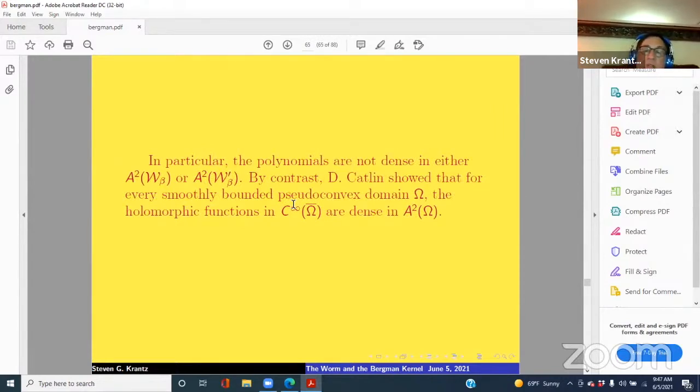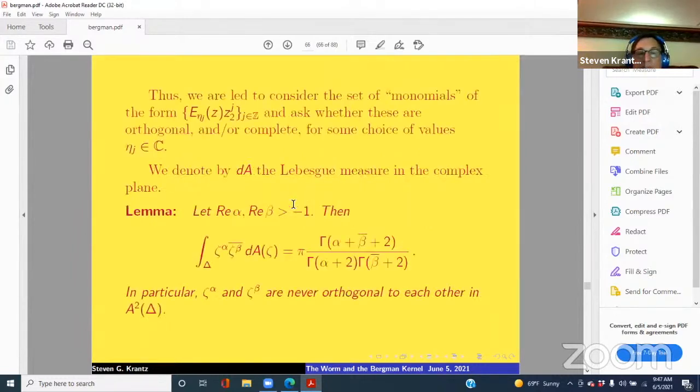And this should be contrasted with the classical result of Catlin that goes back 40 years, where he showed that every smoothly bounded pseudoconvex domain omega has the property that the holomorphic functions in C infinity of omega closure are dense in A2 of omega. So thus we are led to consider the set of monomials of the form e to the a_j, a_j Z Z2 to the j, for j in the integers, and ask whether these are orthogonal and complete for some choice of values of a_j. And that's going to be our focus for the next several screens.